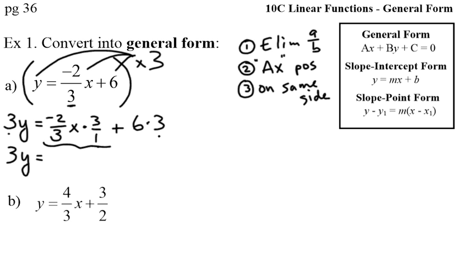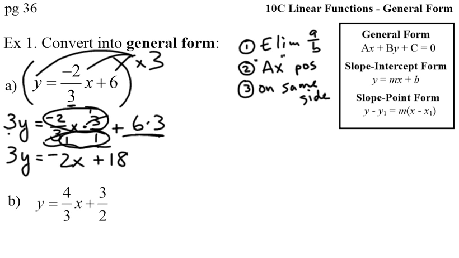Here, cancel. That's the whole great point of doing this. 3 and 3 cancel by 3, leave me with the 1 and a 1. So I'm left with negative 2x. Denominator of 1, which means it's disappeared, plus 18. So I've gotten rid of my fractions.